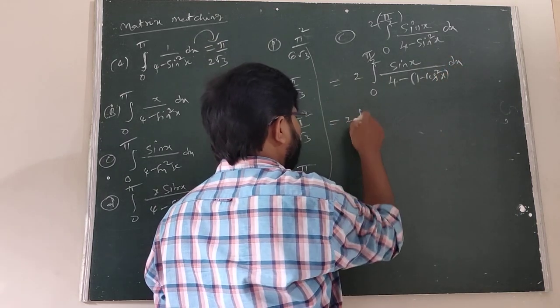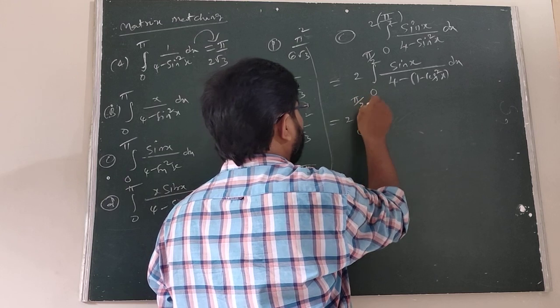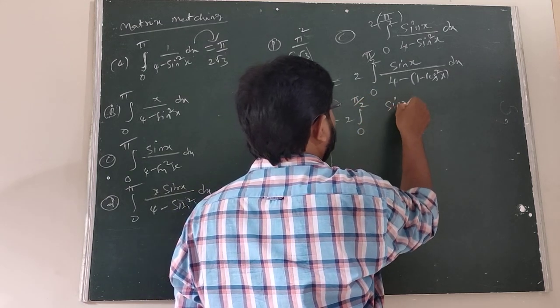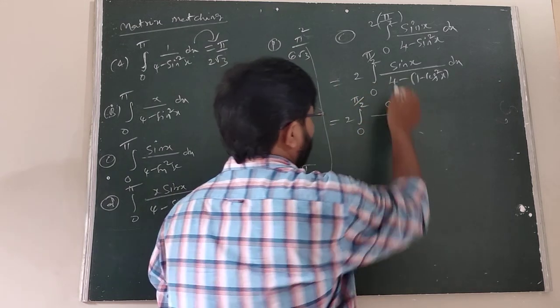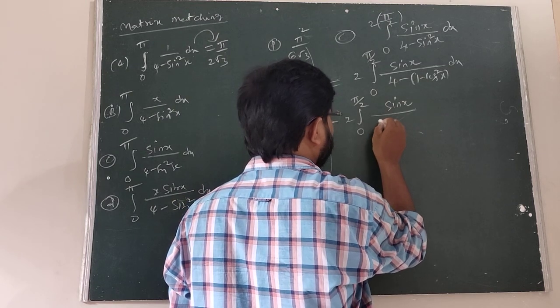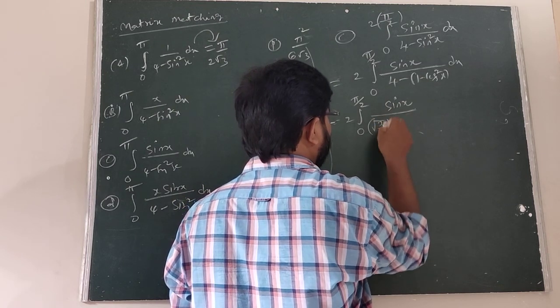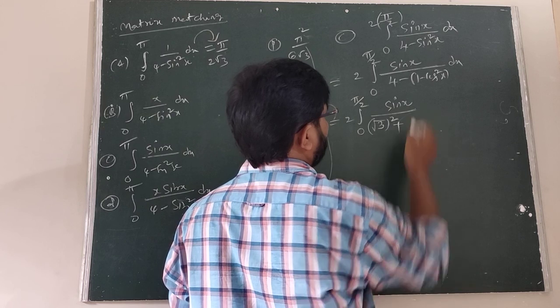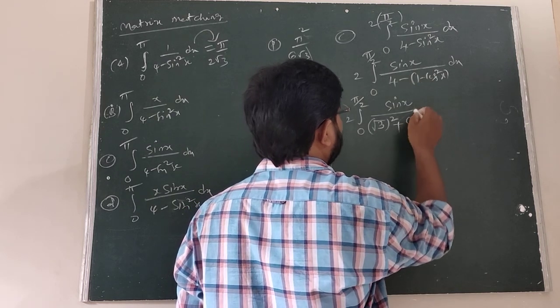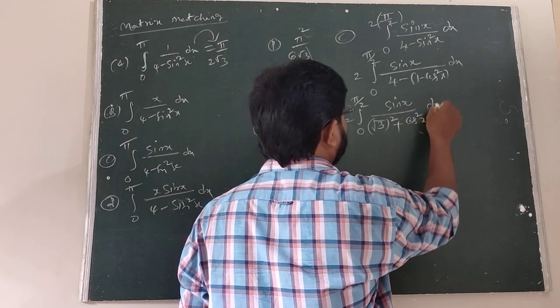Now this is 2 into the integral from 0 to pi by 2 of sin x by 4 minus 1, which is 3. We can write this as root 3 whole square, minus of minus, plus cos square of x dx.